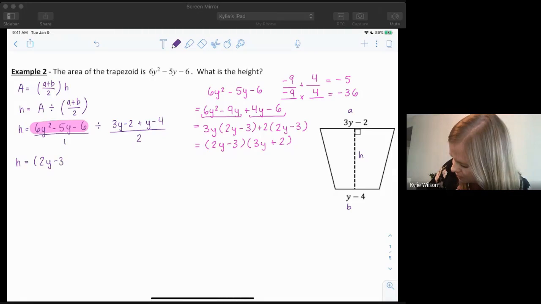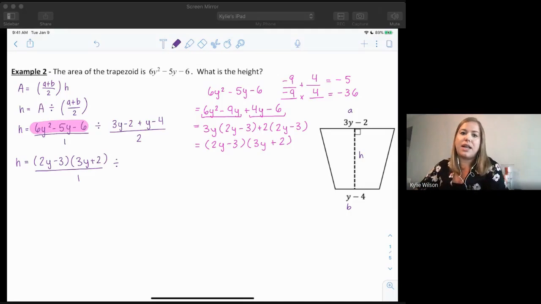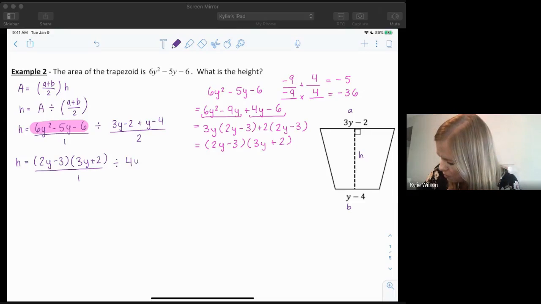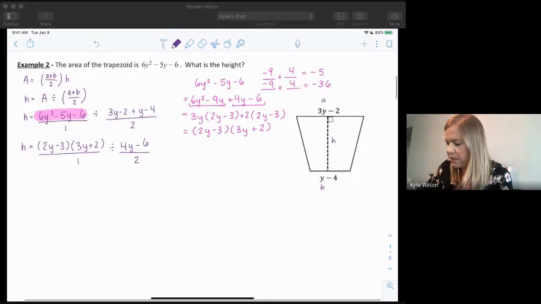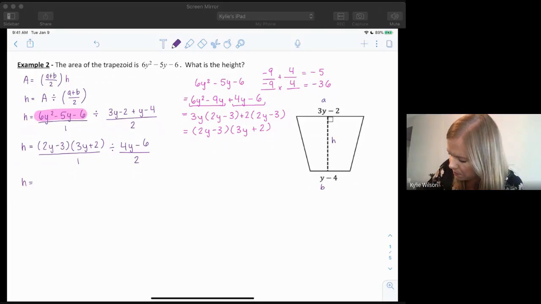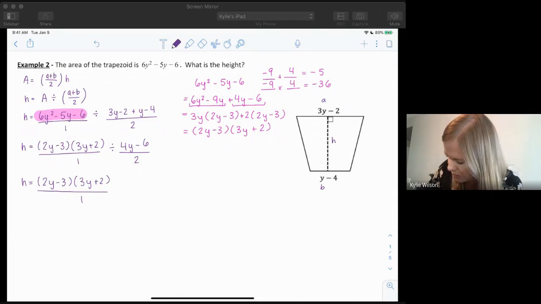2y minus 3, 3y plus 2, still all over 1. And now for our second expression here, I'm going to be collecting some like terms. So that will give us 4y minus 6 all over 2. And now I'm just going to double check that there's no more factoring I can do. So I can actually common factor my other expression there. So I'm just going to quickly do that.